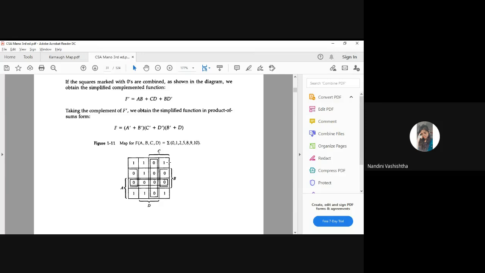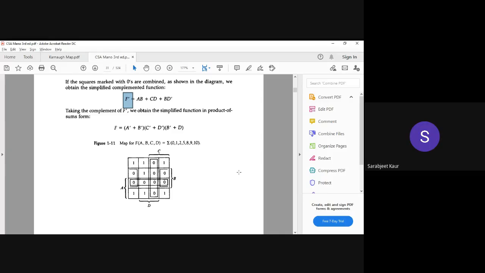So are you writing it somewhere? What I've got is AB or CD or BD dash. Yes or no? But ma'am, we just said that we will not equate it equal to F because we have obtained this expression by grouping zeros. Instead, we will equate it equal to F dash. Yes or no?